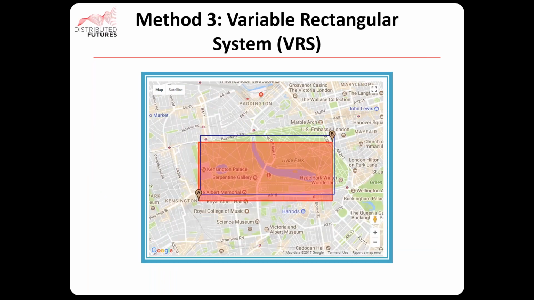Method 2 is the Quaternary Rectangular System, QRS, which obviously allows for slightly different shapes of areas of review.